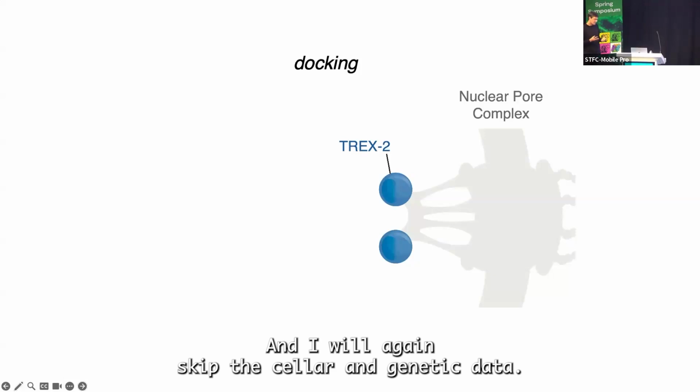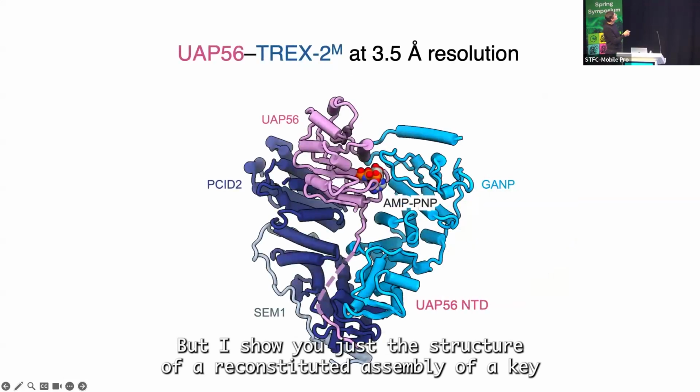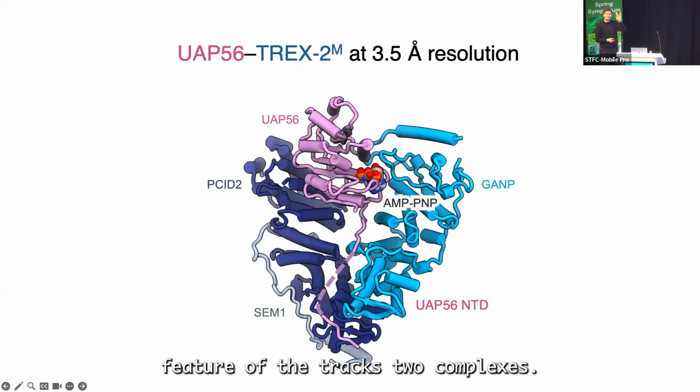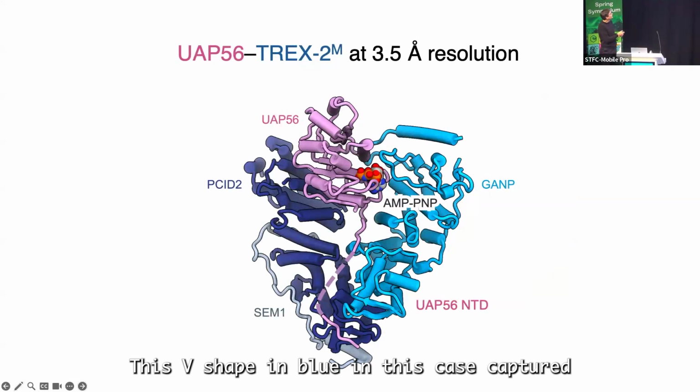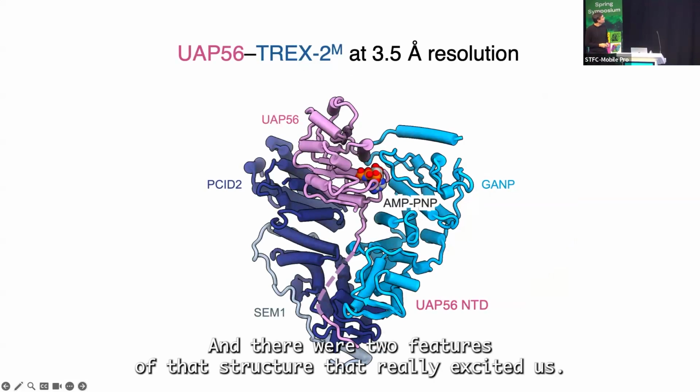And I will again skip the cellular and genetic data, but I show you just the structure of a reconstituted assembly of a key feature of the TREX2 complex. That's this V shape in blue. In this case, captured, engaged with a part of UAP56. And there were two features of that structure that really excited us.